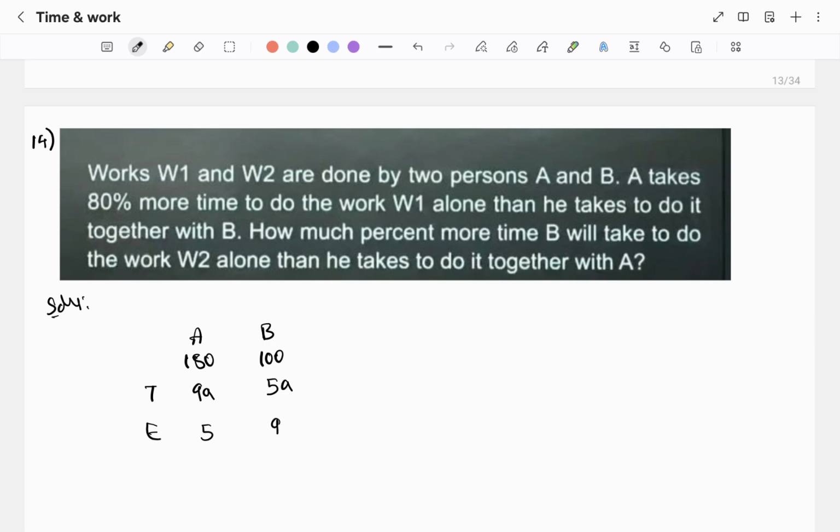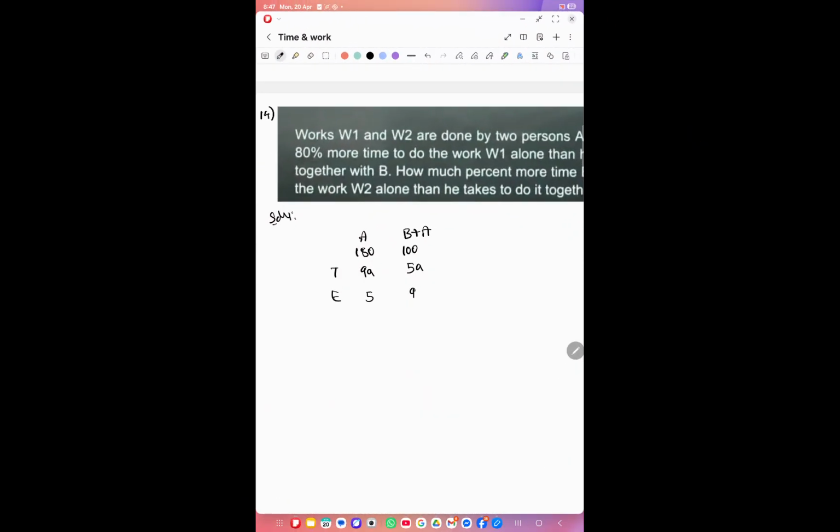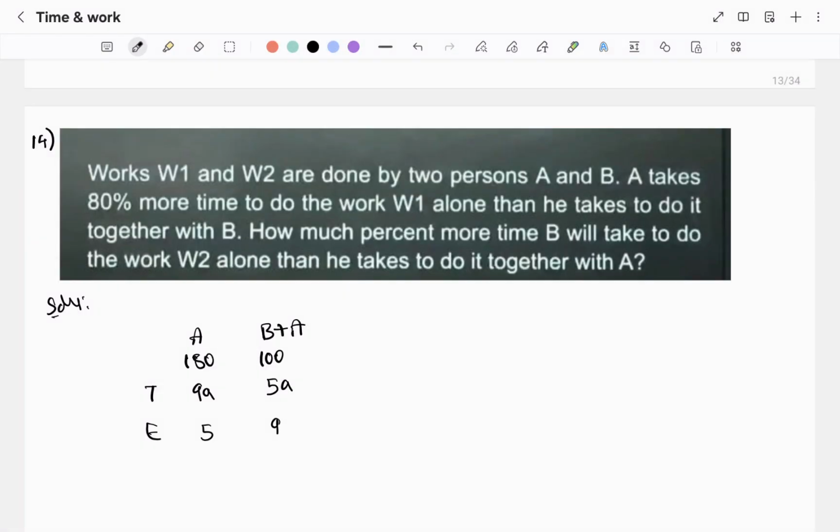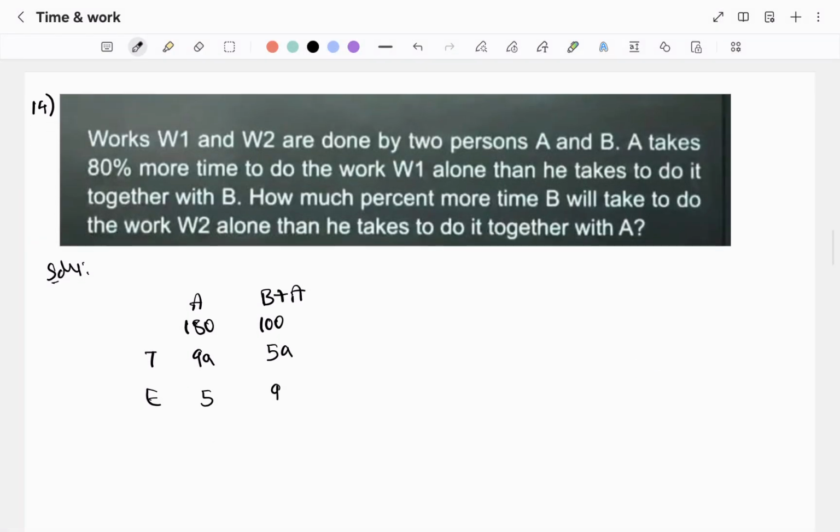Now what they are asking, actually what I wrote is not correct. See, A is taking 80% more when A is working together with B. So here we have to take A and B. I'm sorry. Read it properly. Read the question properly. A takes 80% more time to do the work one alone than he takes to do it together with B.